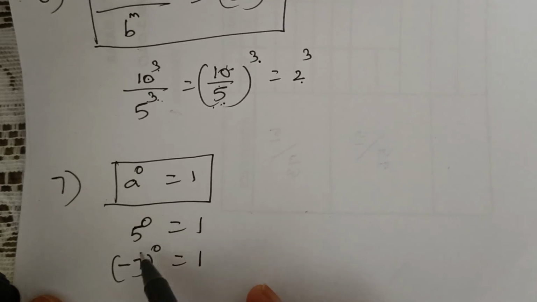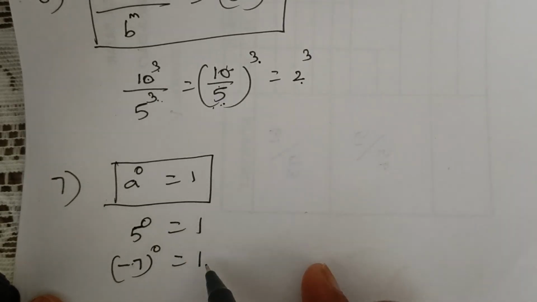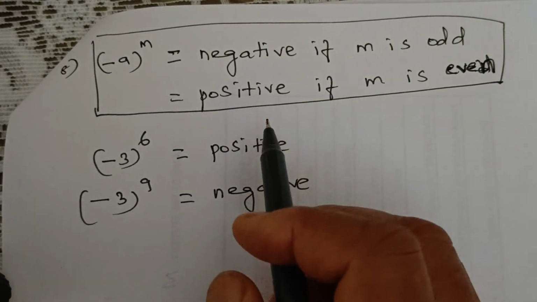When the power is 0, the base can be positive or negative. You just look at the power. If it is 0, the answer is always plus 1. Another two more simple concepts.